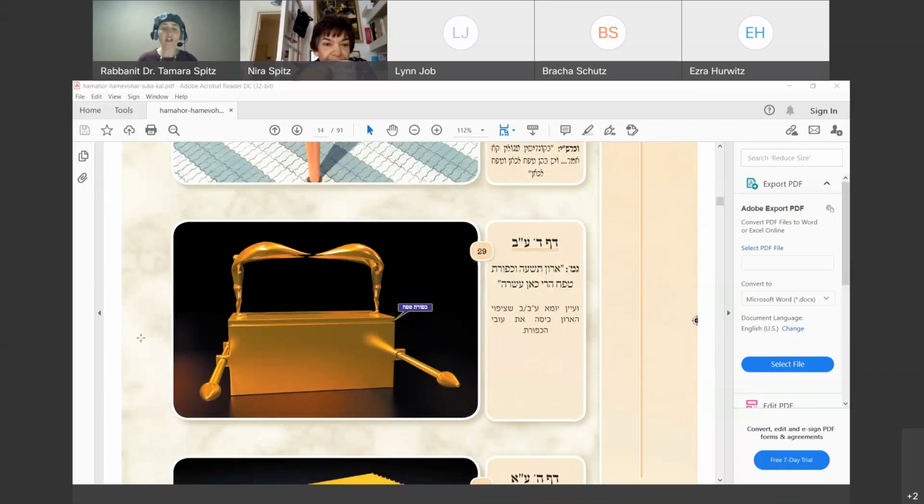Here's a beautiful picture. The golden ark, the ark of the tablets that sat in the Mishkan, the tabernacle, and also in the Beit HaMikdash, the temple. The Gemara tells us that it was 9 tfachim high, the actual ark, and then the top, which is called the kaporet, the cover, was 1 tefach, and therefore 9 plus 1, we get 10.